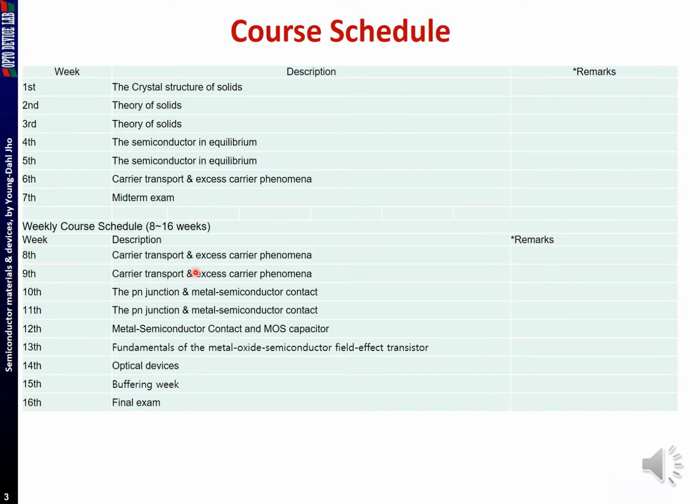Then carrier transport and excess carrier phenomena, followed by p-n junction and metal semiconductor contact, and then MOS capacitor, and then MOSFET, and then optical devices. There might be a buffering week because some of the coursework could be delayed, or we might need to discuss some additional contemporary topics, and then we will have the final exam.